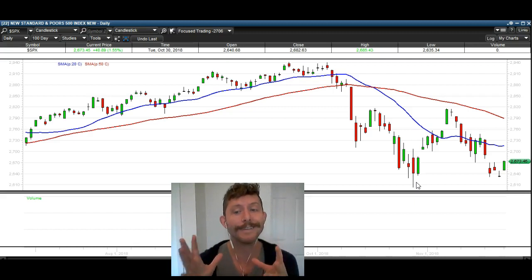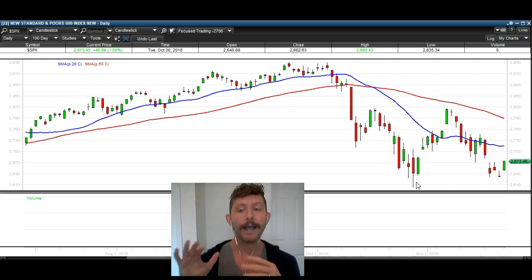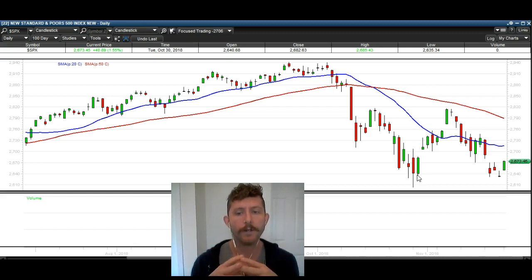So with that said, today's action put in a little bit of a reversal signal. Now, could this fail? Yes, it could totally fail, especially when you are in a downtrend. These counter trend moves tend to fail oftentimes. So with that little disclaimer, the market did put in a reversal signal today. So what is that reversal signal?